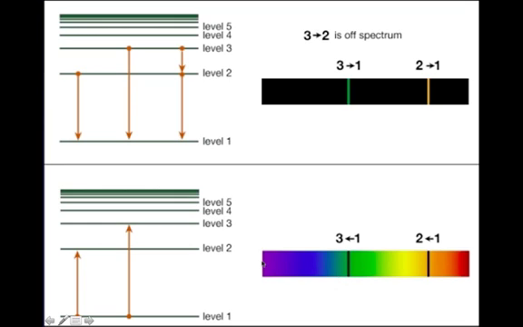So you have a colored rainbow background and black lines. So this one is emission spectra on the top, and the bottom one is absorption spectra, when the light is absorbed.